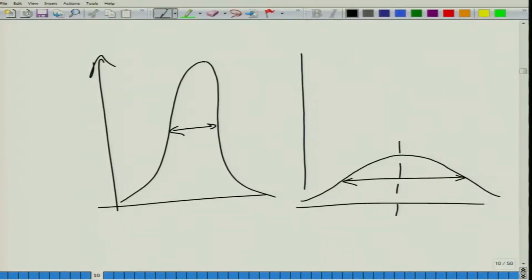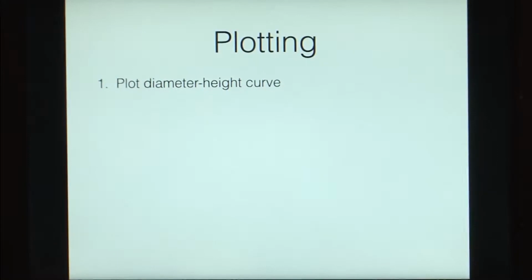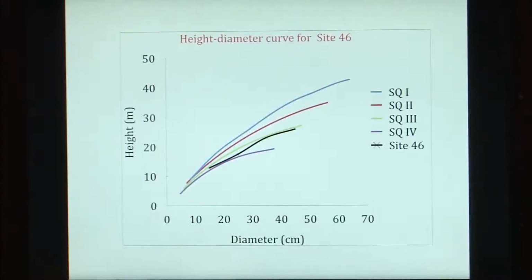So, once we have selected those trees, coming back to the slides now, once we have selected these typical trees, we are next going to plot our values. We will measure the diameters, we will measure the heights, and then we will plot a diameter versus height curve. Now, here we have plotted some typical values for the case of sal, for different site qualities 1, 2, 3 and 4.